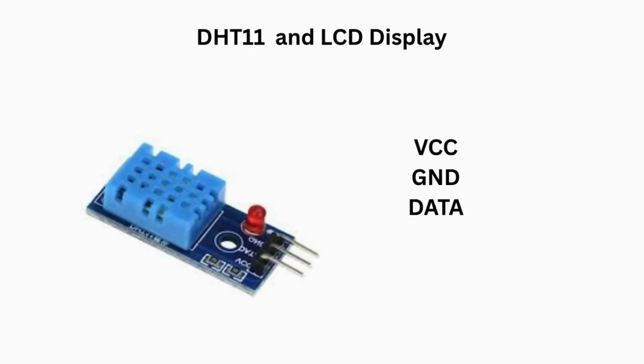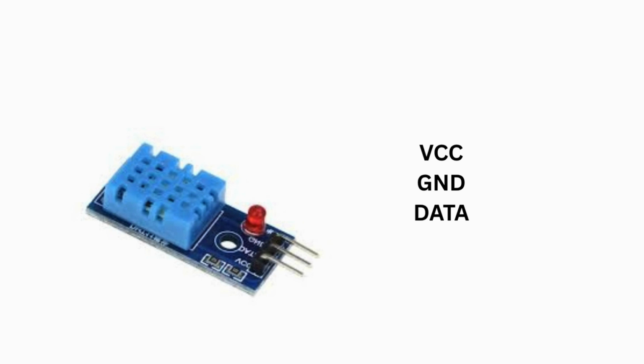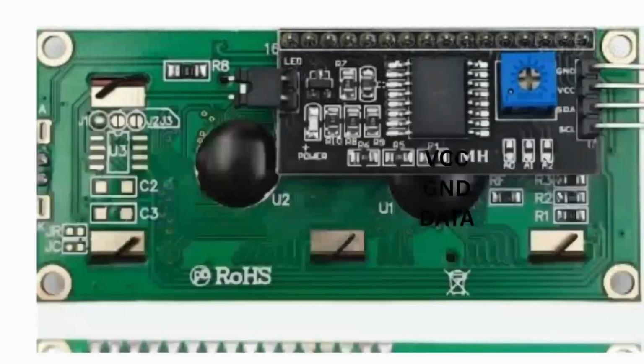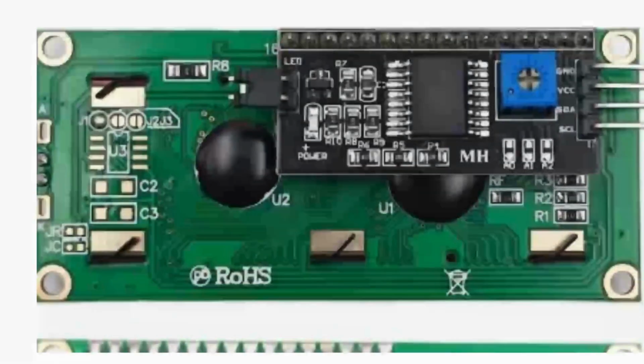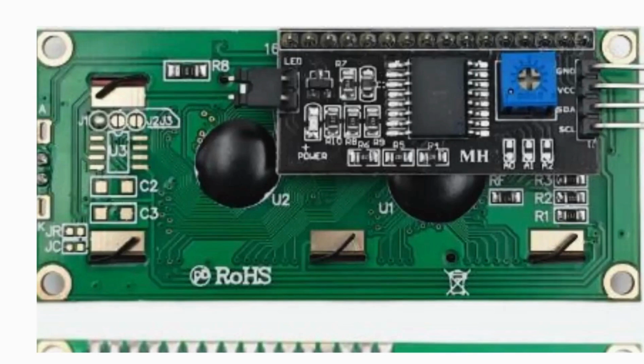DHT11 is a temperature and humidity sensor with 3 pins: VCC, ground and data. Data pin is generally connected to GPIO. VCC and ground are connected to VCC and ground of ESP32. I2C LCD display has two important pins, SDA and SCL, which are useful for I2C connection with the ESP32.